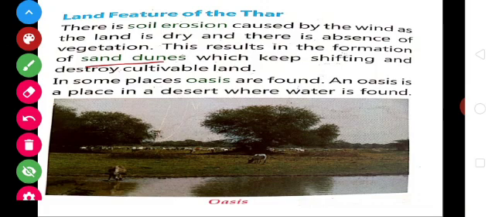And in some places oases are formed. An oasis is a place in a desert where water is found. A few settlements or small villages are clustered around these oases. Dates, palms and plums grow well here due to the availability of water in the desert region.